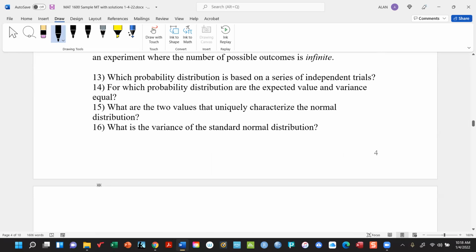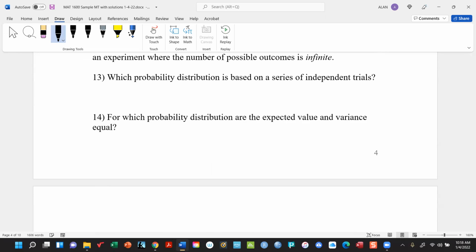Now, which probability distribution is based on a series of independent trials? That would be the binomial distribution. Remember, that's how it's defined. We have a series of independent trials of which each one can only take one of two values, success or failure, and the probability of success is a constant. So that would be this one. As opposed to the Poisson, where we're looking at time passing.